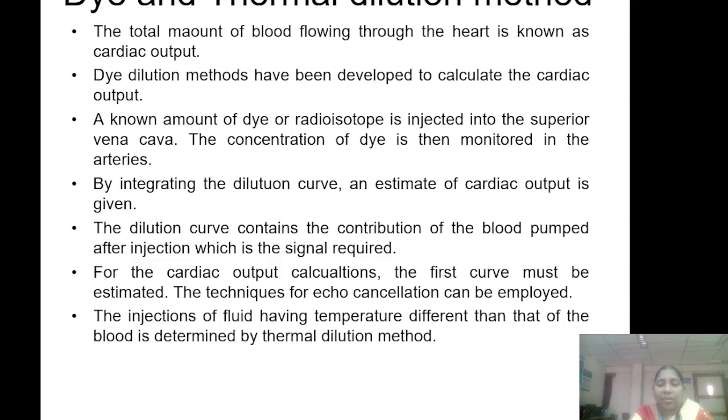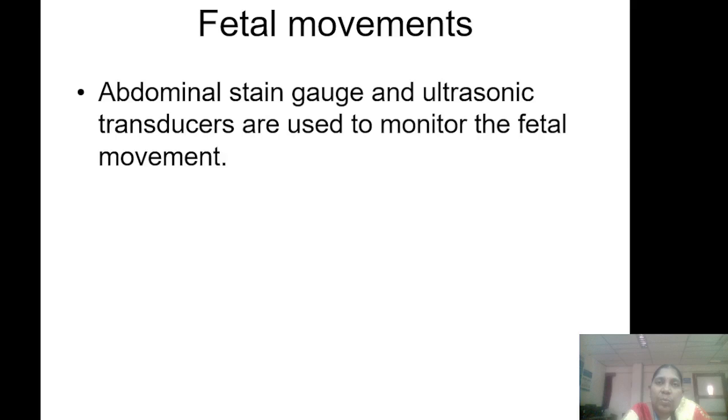Then we have fetal movements. When the fetus is present in the mother's womb, it will move after the seventh month. We can measure the fetal movements to identify whether the fetus is in normal condition. For that we can use transducers called the abdominal strain gauge and the ultrasonic transducer to monitor the fetal movement.